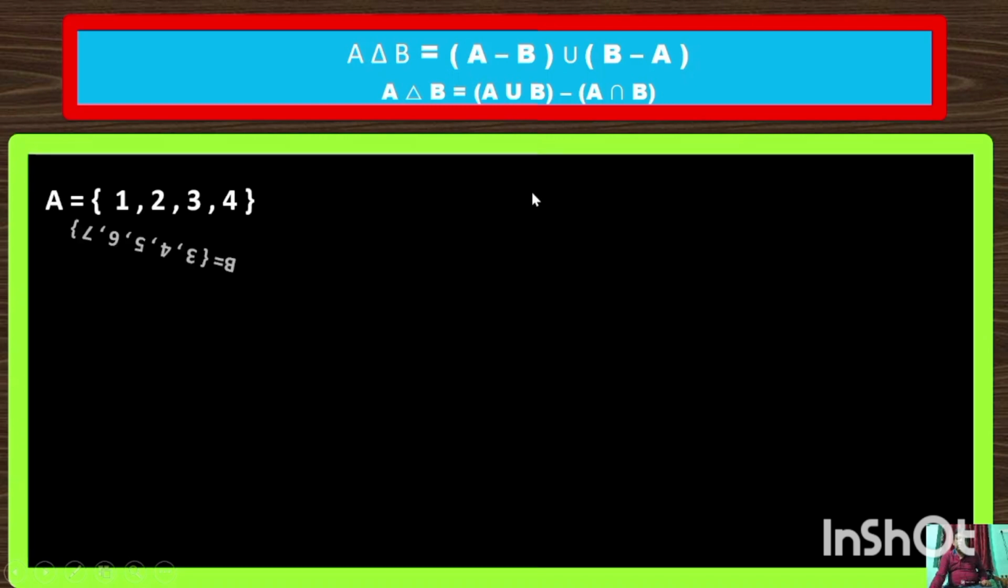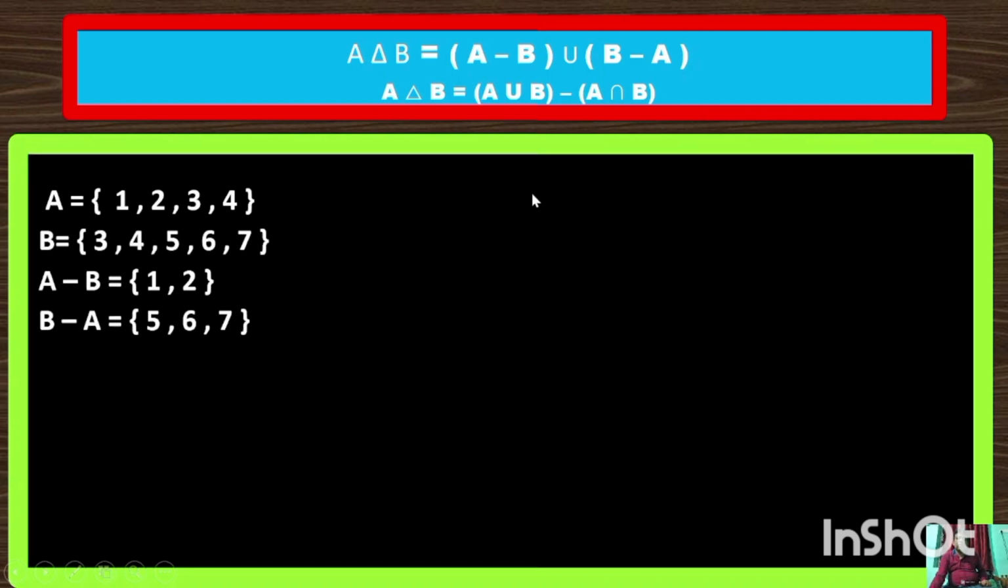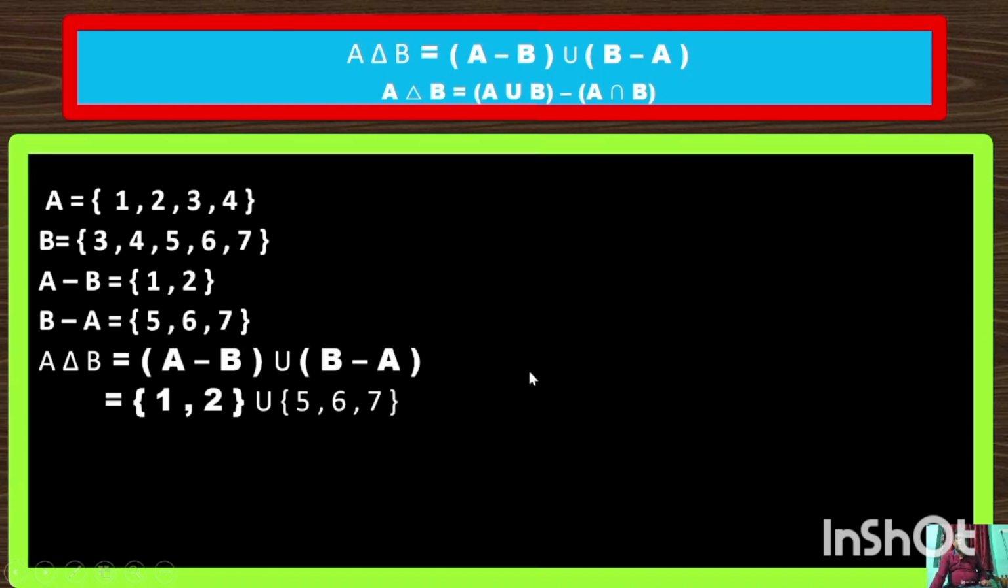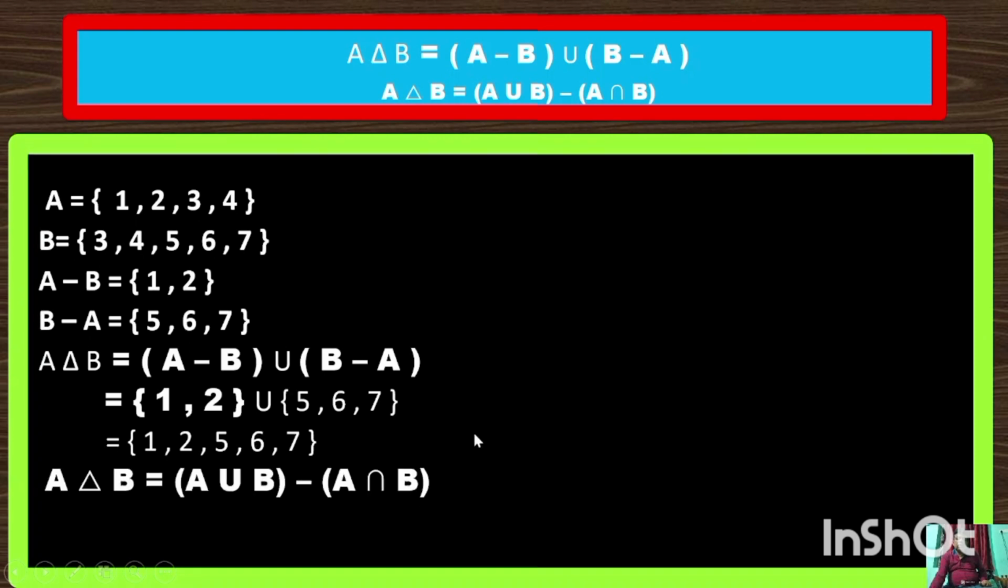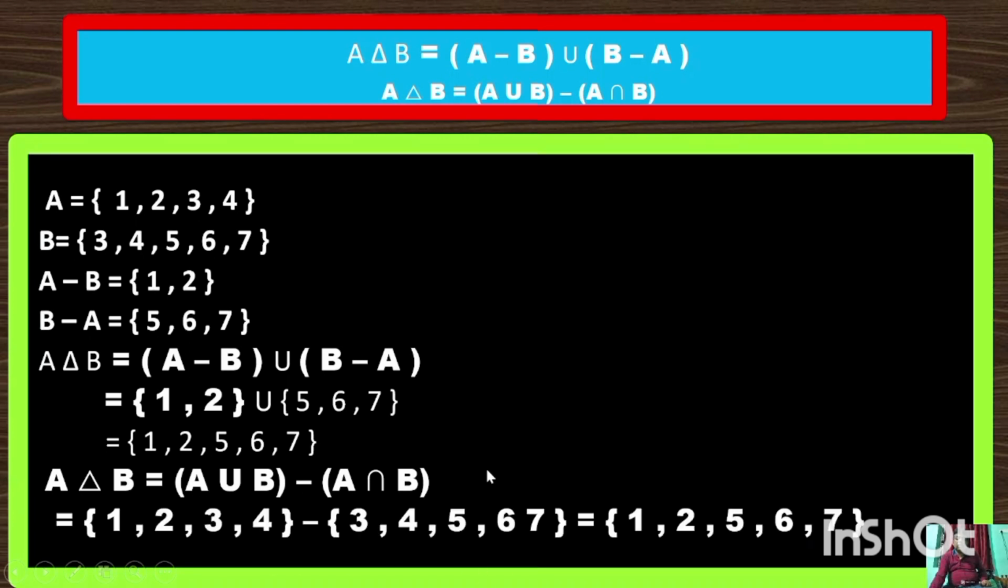Okay, so here is an example. Look at the example. A difference B is 1, 2, and B difference A is 5, 6, 7, so A delta B is A difference B union B difference A, which is 1, 2, 5, 6, 7. Similarly, you can also take A delta B as A union B difference A intersection B, and you get the same elements. Look here, the same elements.